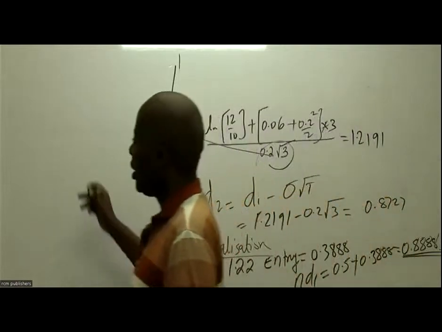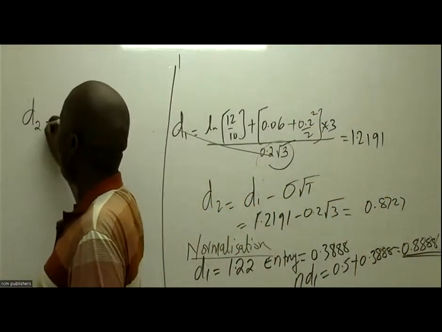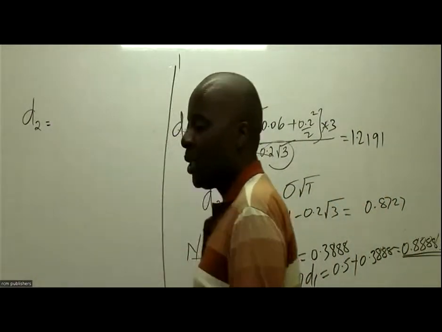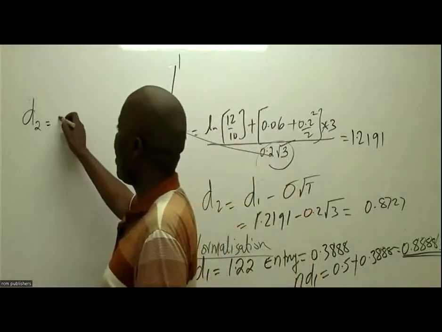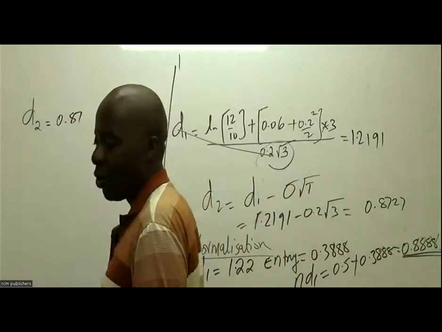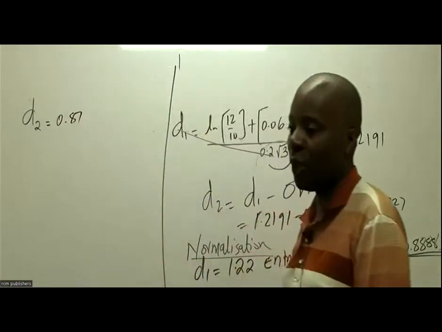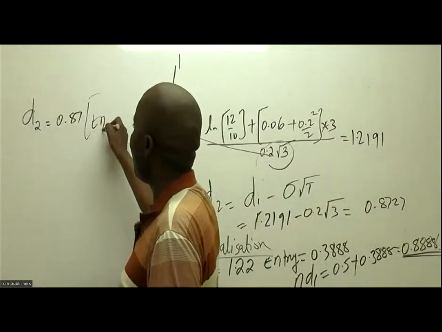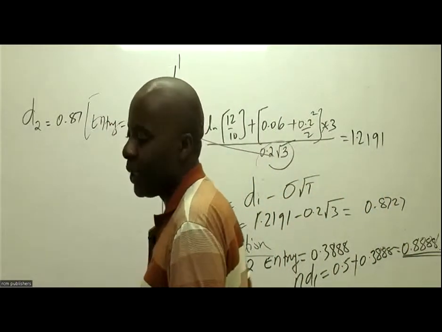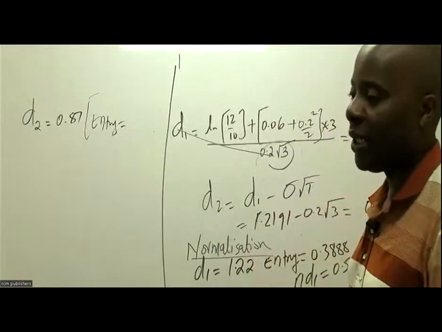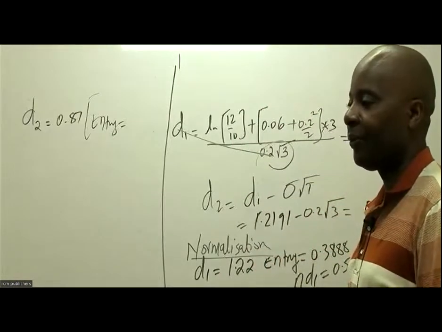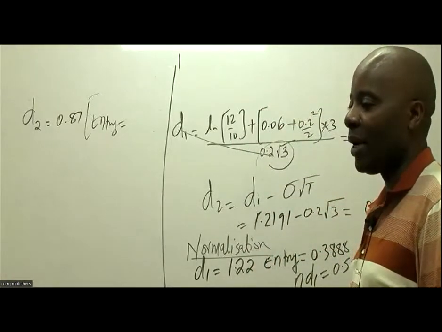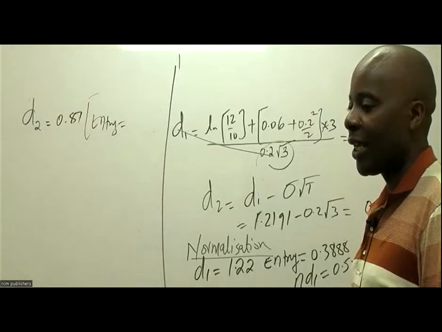From there, we go to D2. The D2 figure that I have must be in 2 decimal places because of normalization. So immediately here, I need to come and give the entry.